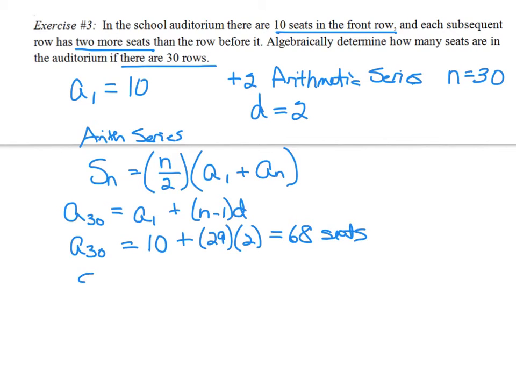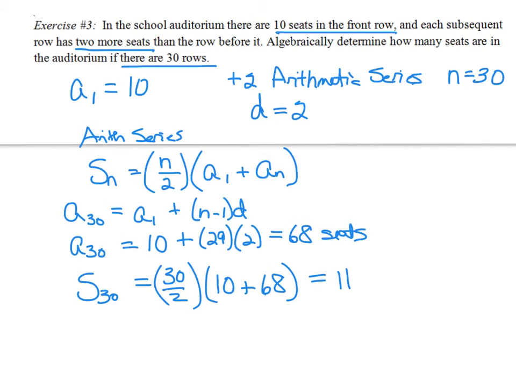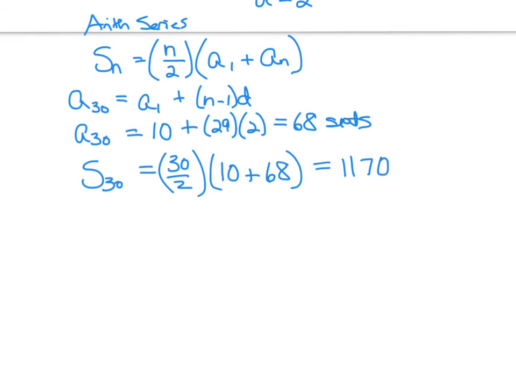So, to find the sum of the 30 rows in my auditorium, we're going to say 30 divided by 2, multiplied by the first term 10, plus the last term 68. Now, when I go ahead and add all of that together, that's giving me an answer of 1,170. So that's my final answer for the number of seats in the auditorium.